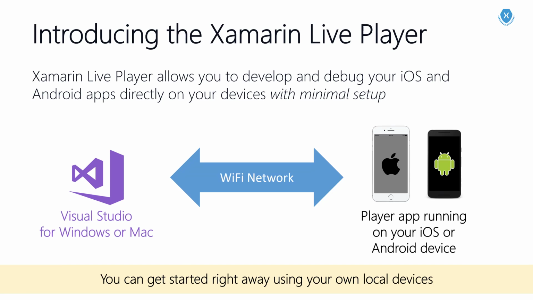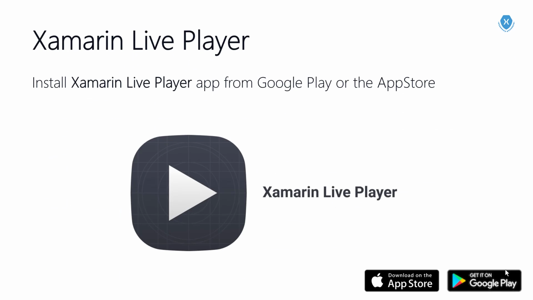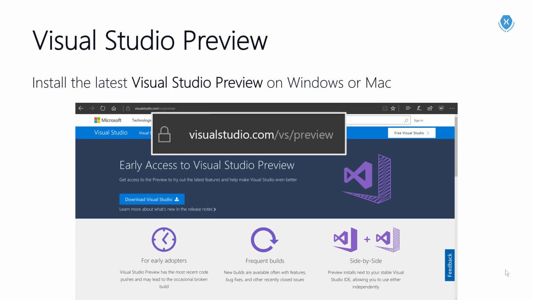So how does it work? Well, the first thing that you need is the Xamarin Live Player. You can download this from the Google Play or the App Store. It runs on either iOS or Android, and it's just an app. Next, you need to install the Visual Studio Preview. This is for Windows or the Mac. Because this is a preview that's been released, it's included as part of the preview bits.